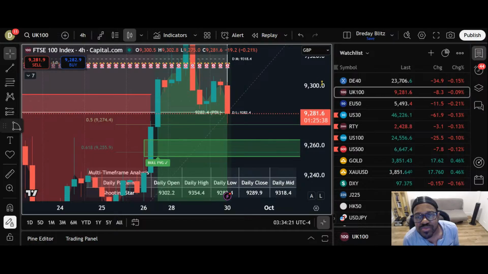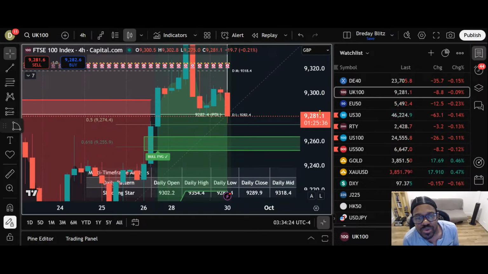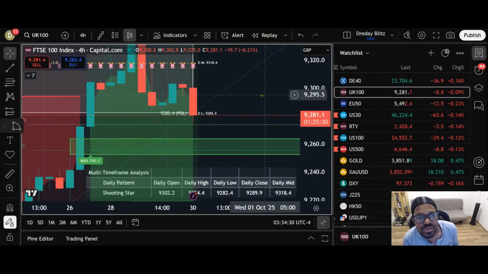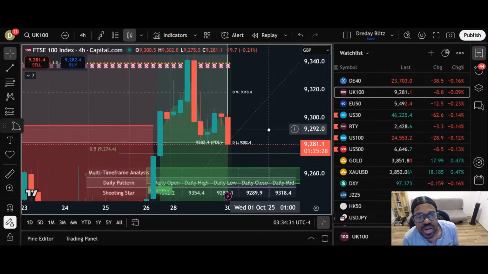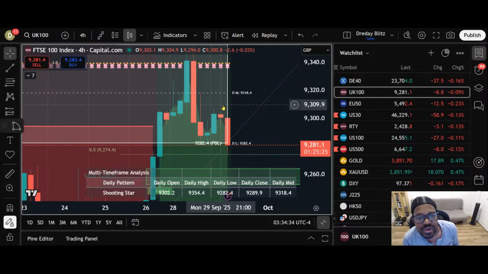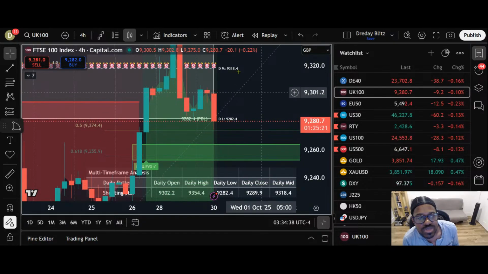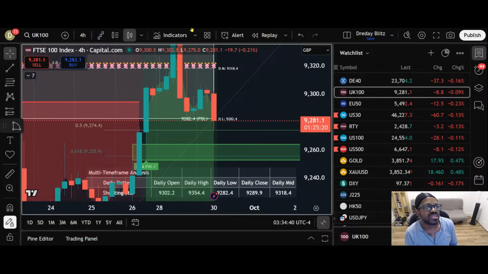But if you're looking at the 4-hour swing, that 50% is right here, 61.8 is right here. And it did a higher low right here. So we should get a continuation on the downside off of UK 100.